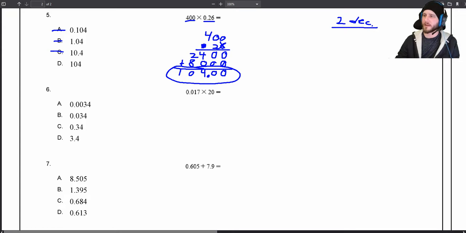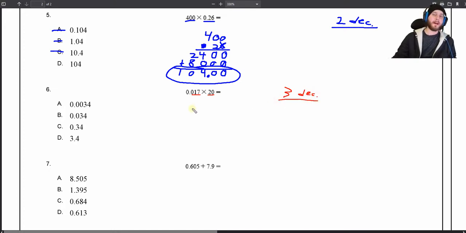Let me actually change some settings here. There we go. For number 4, we have 0.017, so 17 thousandths, times 20. Well, 20 doesn't have any decimal places, but this number has 3. 0, 1, and 7 are all to the side, so there are 3 decimal places.